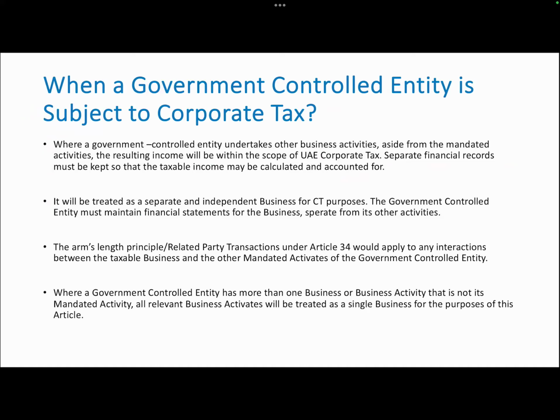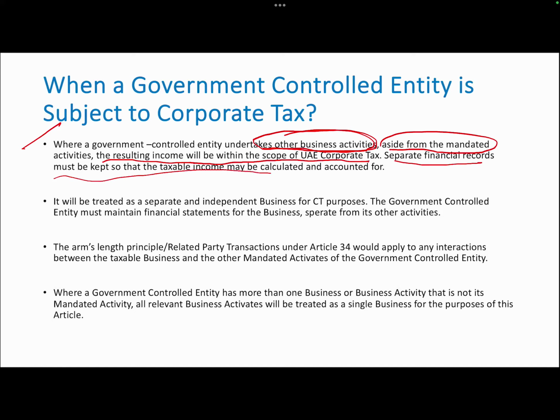When a government controlled entity is subject to corporate tax, where a government controlled entity undertakes other businesses. So first point, where a government controlled entity undertakes other business activities aside from the mandated activity. If these business activities are not mandated activities, then only at this point of time they'll be subject to the corporate tax. So the resulting income will be within the scope of the UAE corporate tax. Separate financial records must be kept so that the taxable income may be calculated from the account.